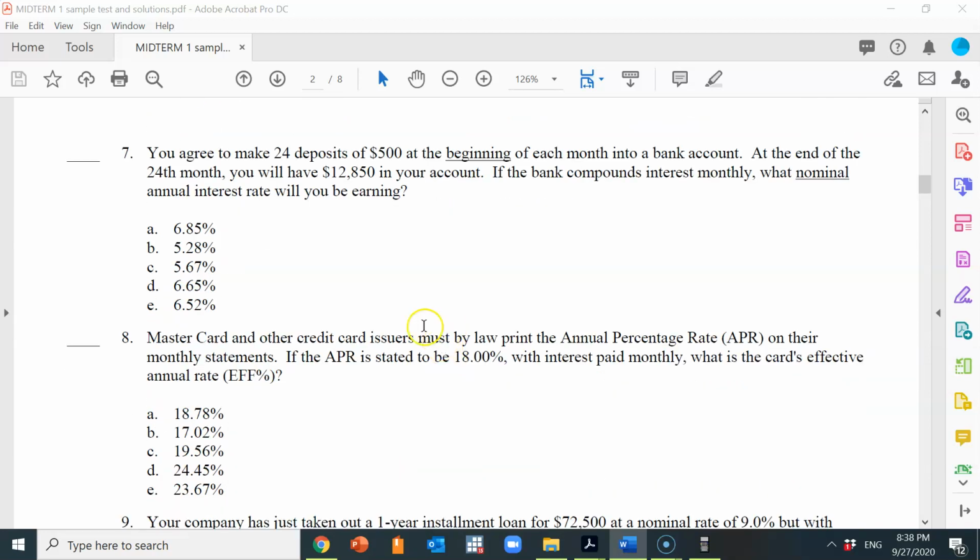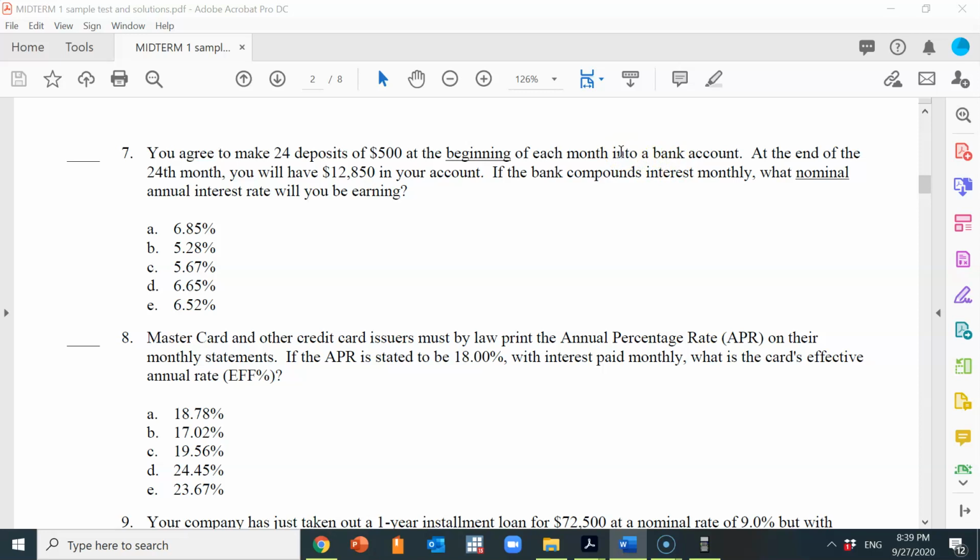Question 7. You agree to make 24 deposits of 500 at the beginning of each month into a bank statement. At the end of the 24th month, you will have 12,850 in your account. If the bank compounds interest monthly, what nominal annual interest rate will you be earning? Okay, so this is making deposits at the beginning of each month. So again, this is an annuity due question.